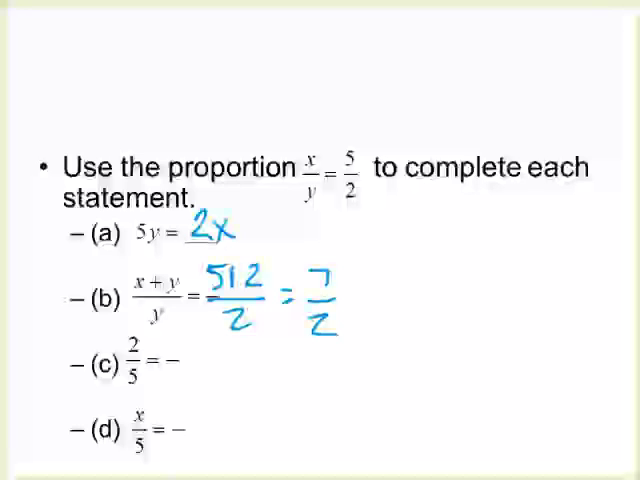What does 2 over 5 equal? Y over x. Flip over one, flip over the other. What does x over 5 equal? Y over 2. X over 5 is reading the tops across from left to right. So then read the bottoms across from left to right.